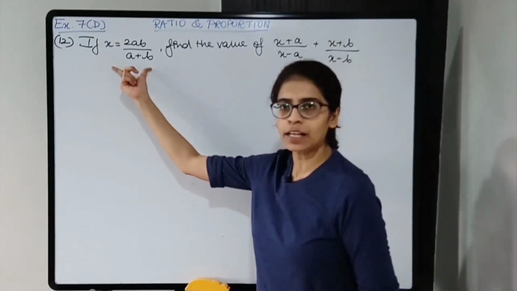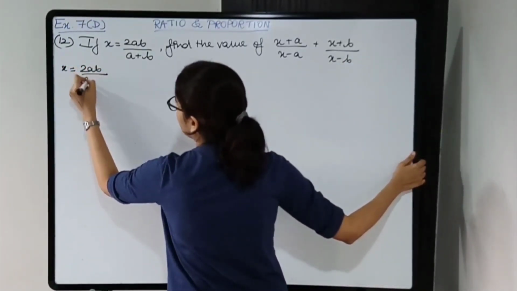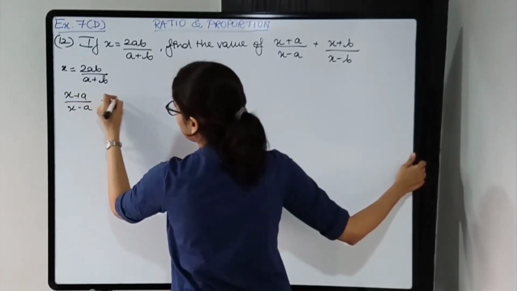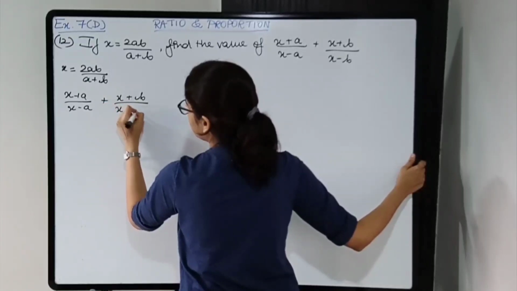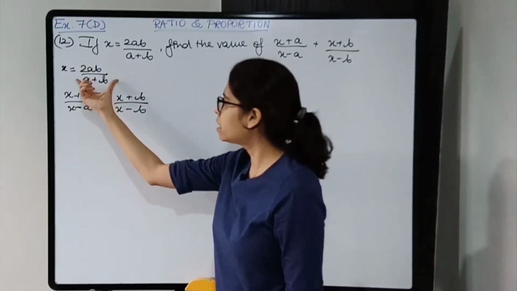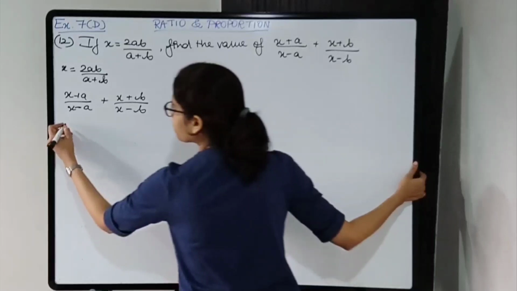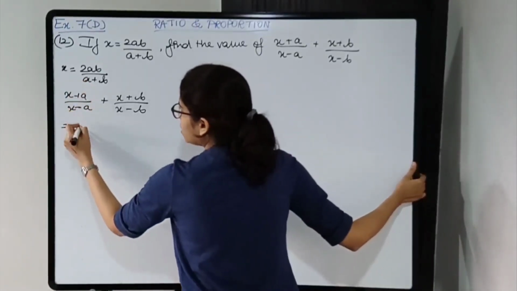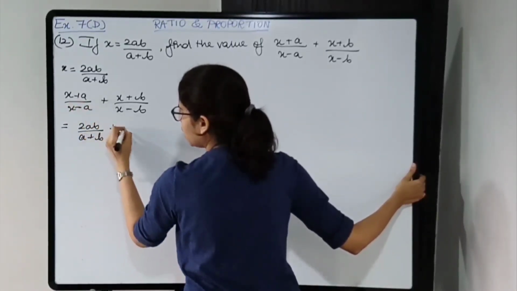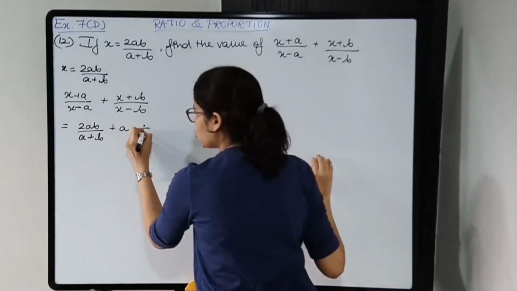Coming to the second method, substitution. So first we write down the value of x. x is equal to 2ab upon a plus b, and we need to find the value of x plus a upon x minus a plus x plus b upon x minus b. So we'll directly substitute the value of x over here. x is equal to this, we'll substitute that over here. So x is 2ab upon a plus b plus a. Divided by, upon, so let's put the division sign.